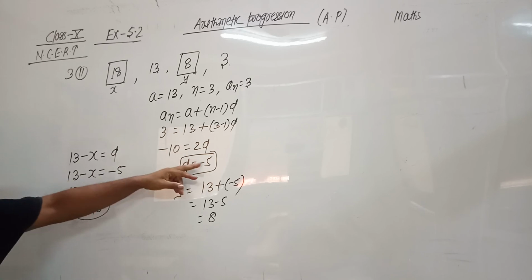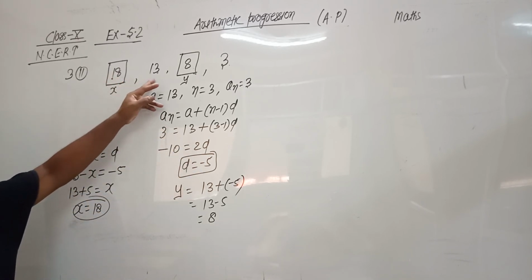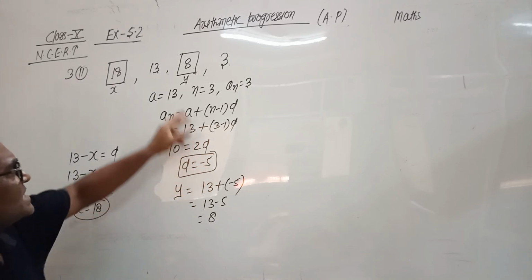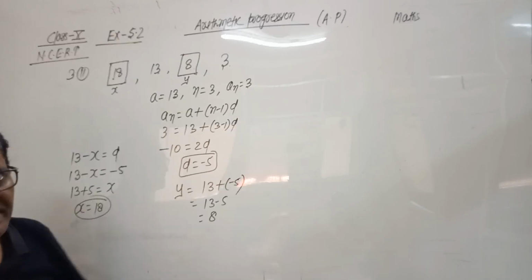So the common difference was -5. -5 is added to 18, we get 13. -5 is added to 13, we get 8. -5 is added to 8, we get 3.